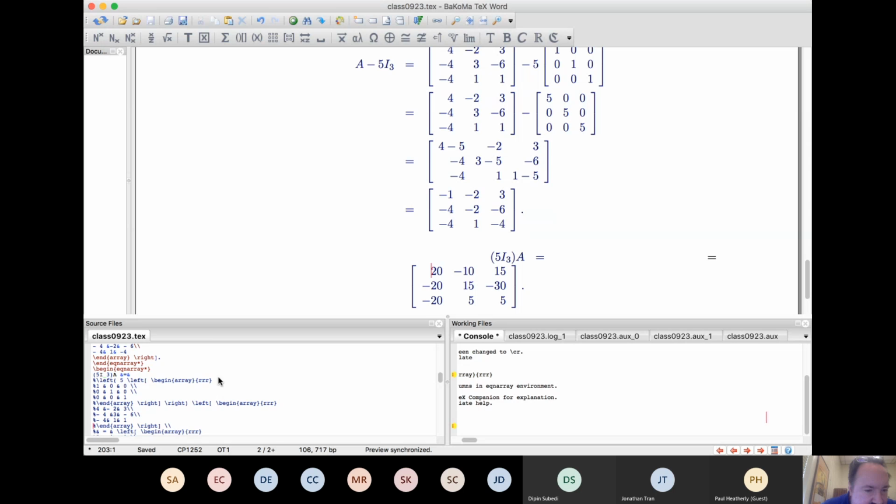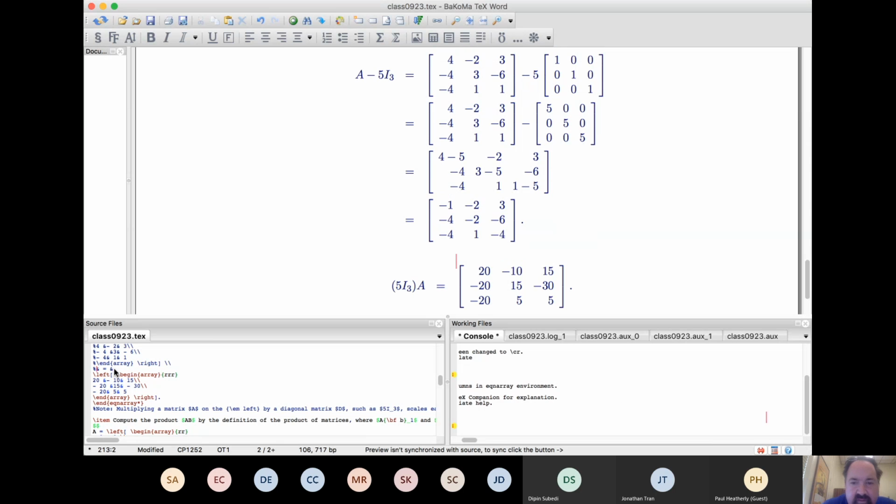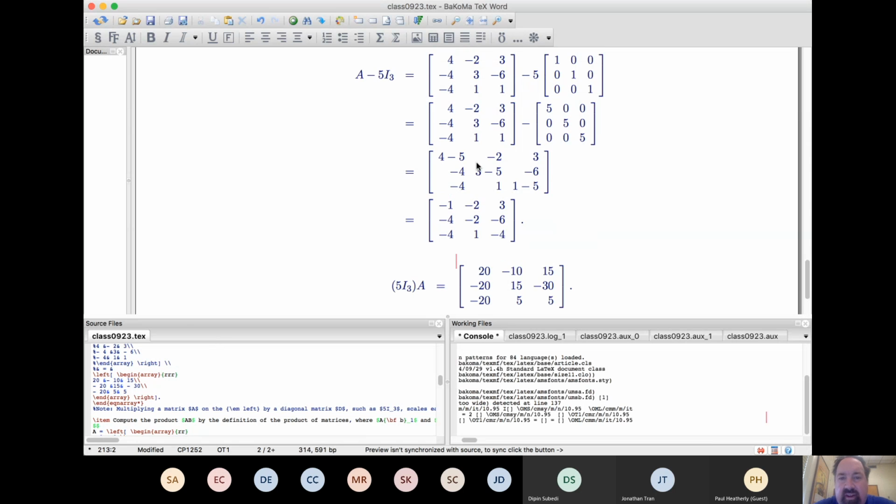Not sure why it's formatted that way. Oh, I see what I did. Okay. Yeah, so here we have A here. So just multiplying every entry by 5 gives us a result.